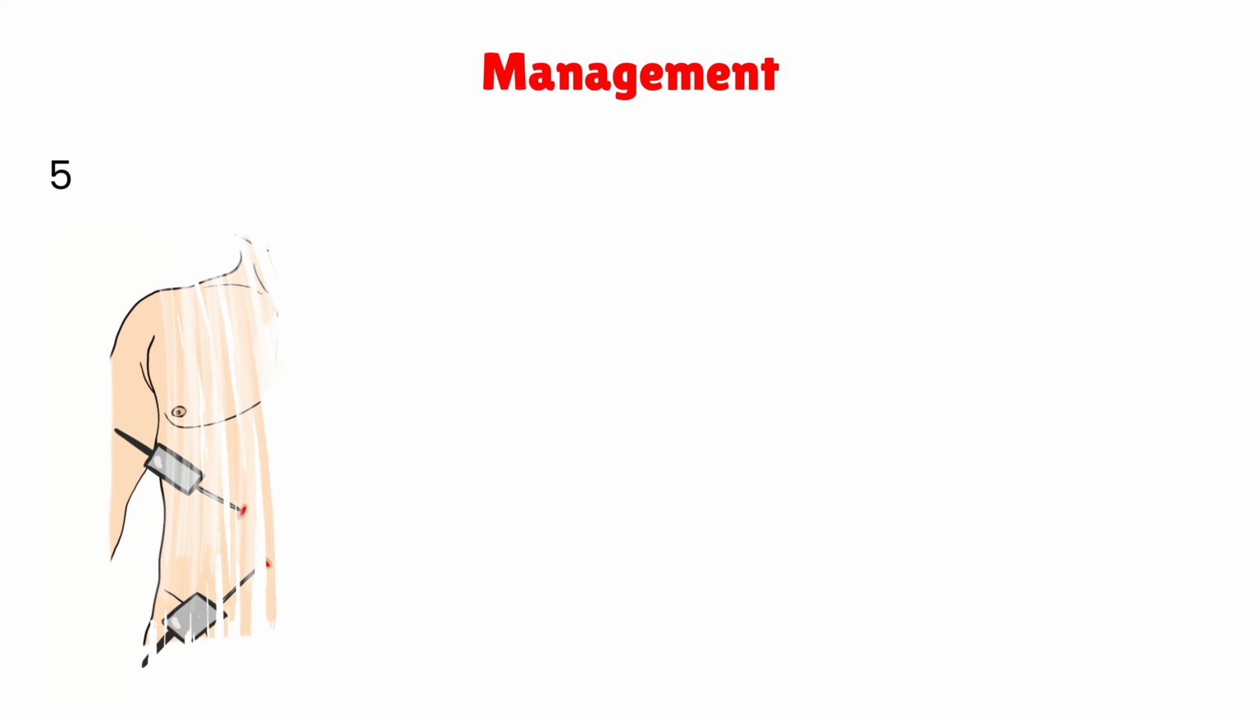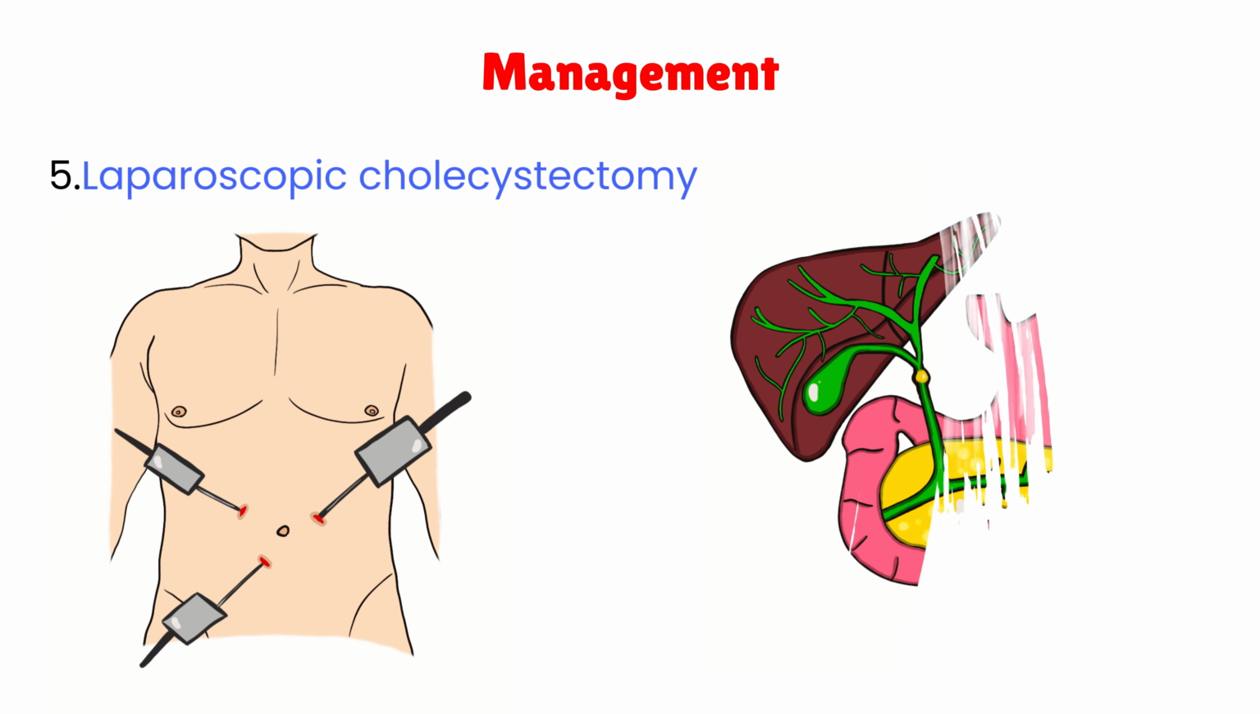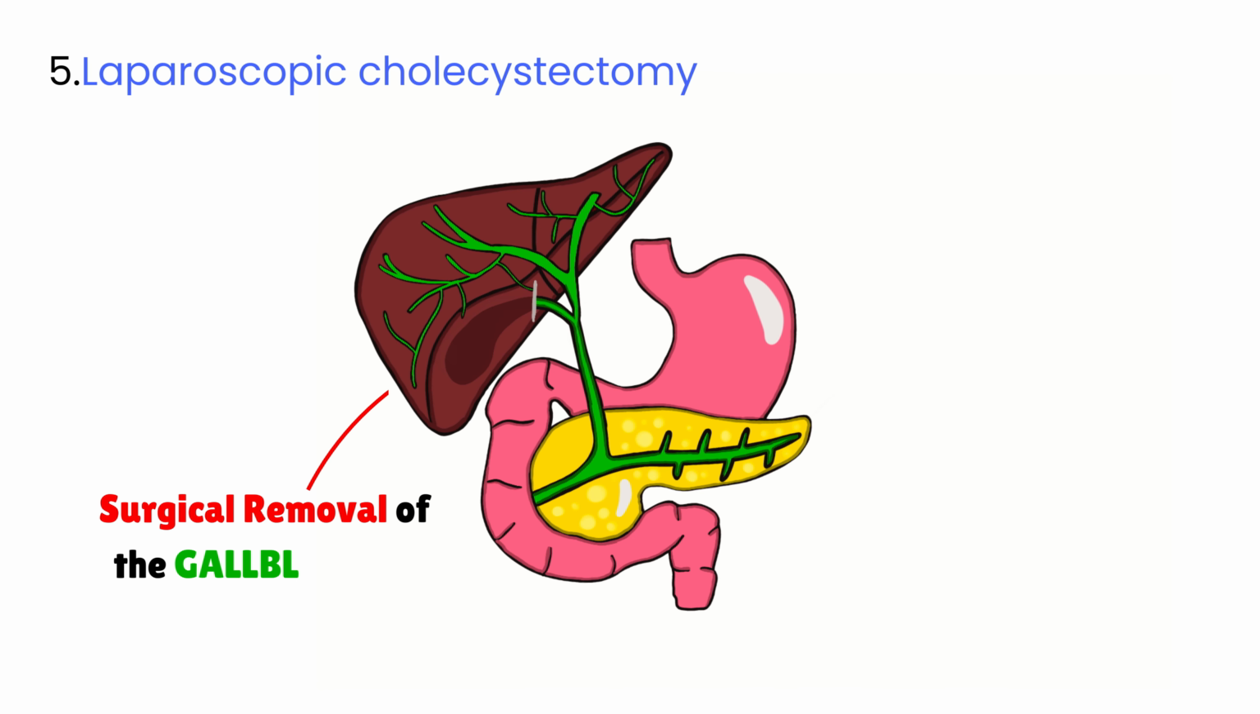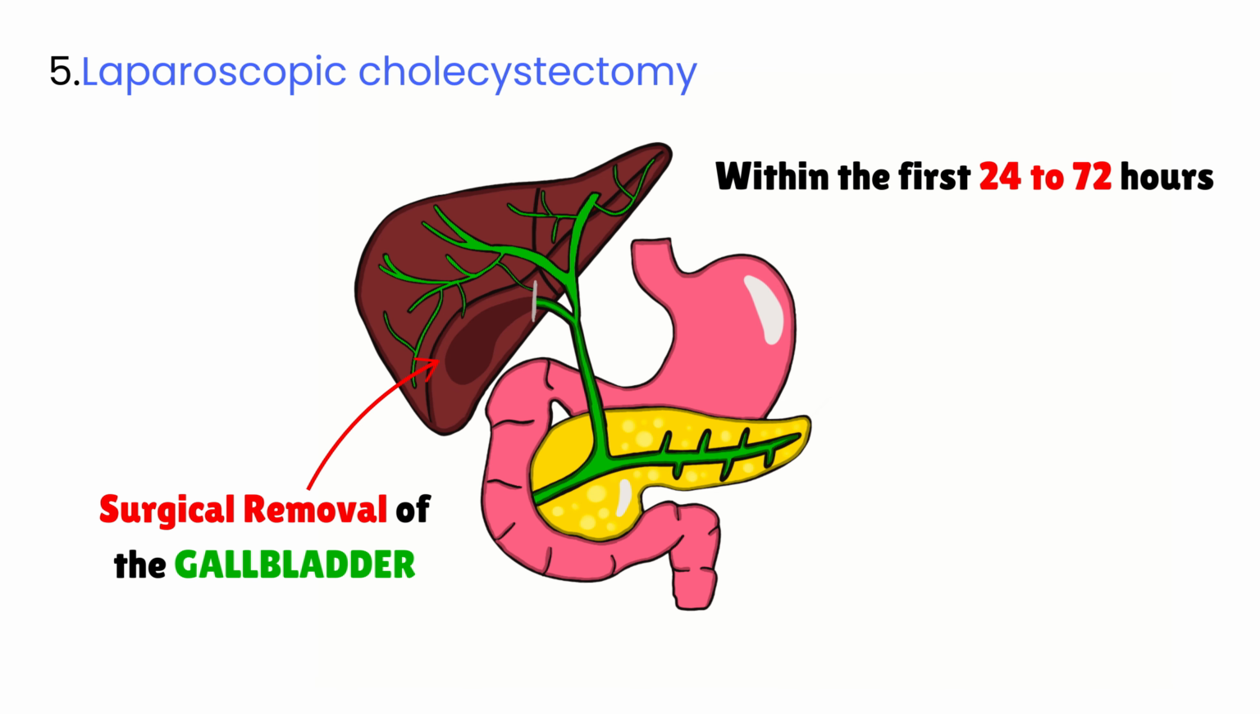In stable patients, early laparoscopic cholecystectomy is considered the definitive treatment. This means surgical removal of the gallbladder, usually performed within the first 24 to 72 hours. Removing the gallbladder eliminates the source of inflammation and helps prevent recurrence. Before we wrap up this episode, let's walk through a clinical case together so you can have a better understanding of how acute cholecystitis works.